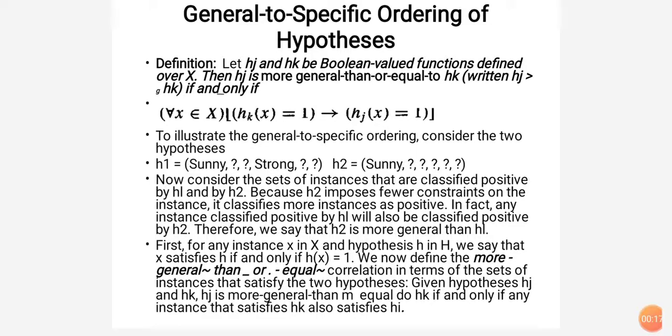So, what is the definition? Let hg and hk be boolean valued functions defined over the capital X. Then hg is more general than or equal to hk if and only if, for all small x belonging to the capital X, hk of x equal to 1 implies hg of x is equal to 1. So this is the definition.